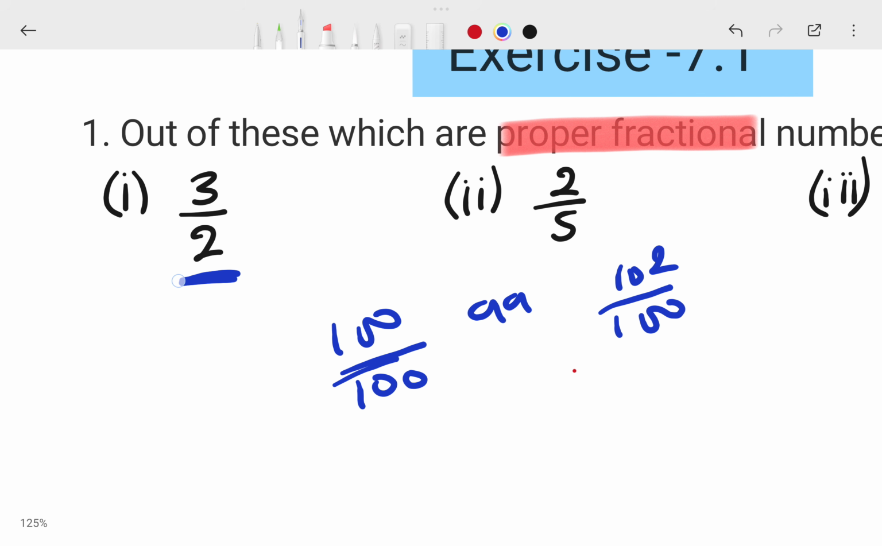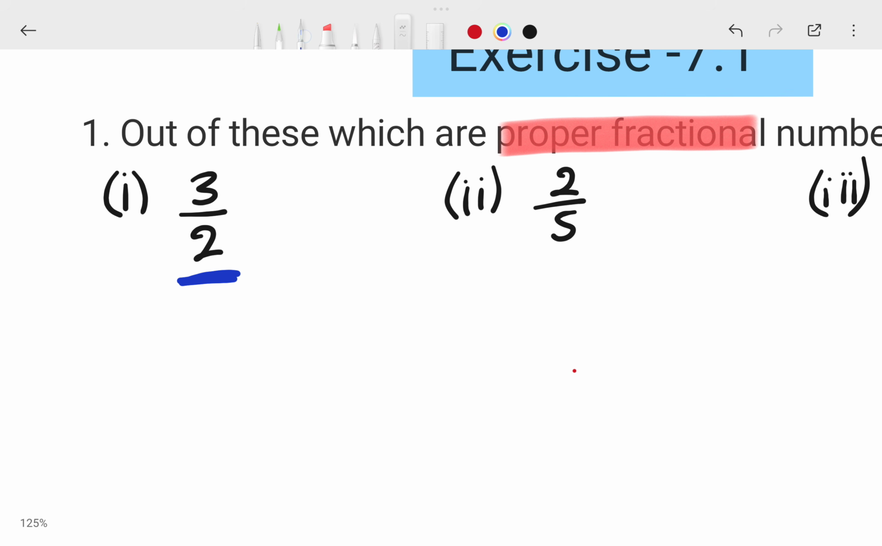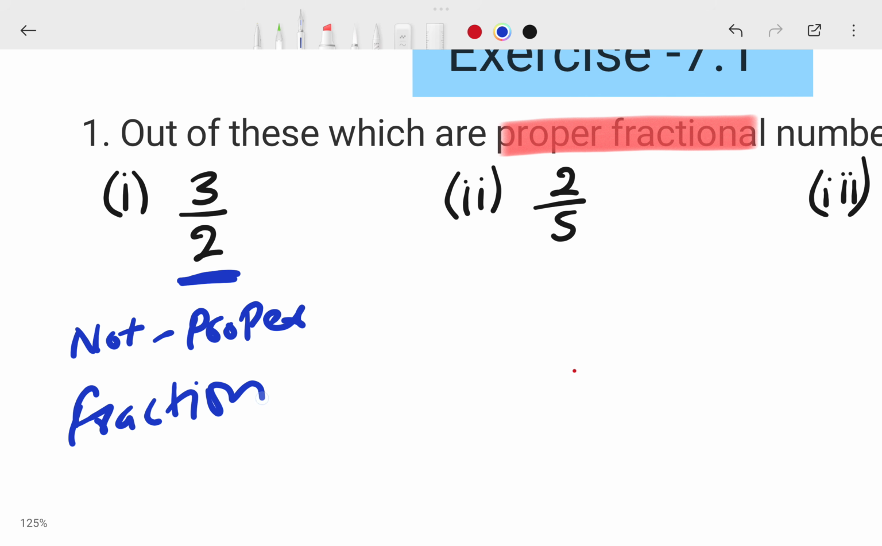Like that, here in the 2 marks paper, how will you get 3 marks? Is it possible? No, it is not possible. It means that this is not proper. So what will we write? Not a proper fraction. So if it is not a proper fraction, it means that this is improper. Okay? Understand like that.